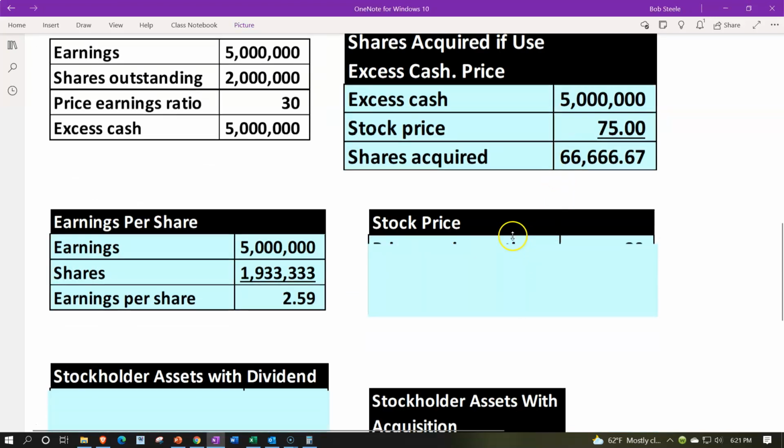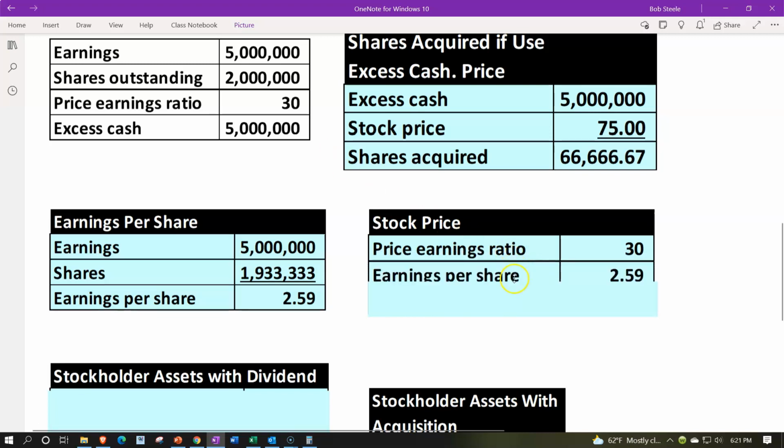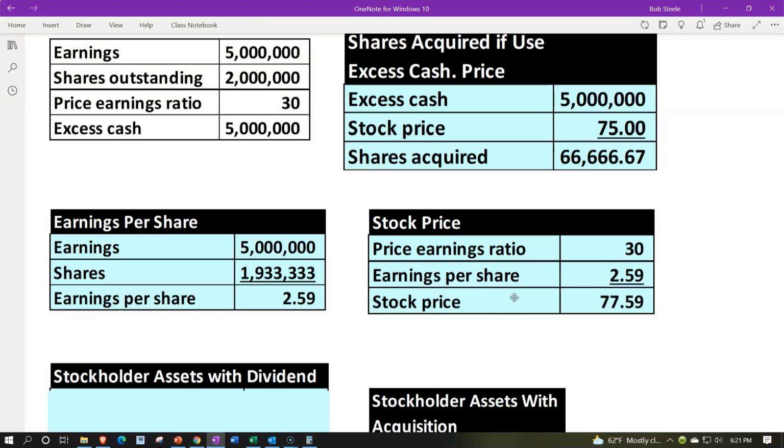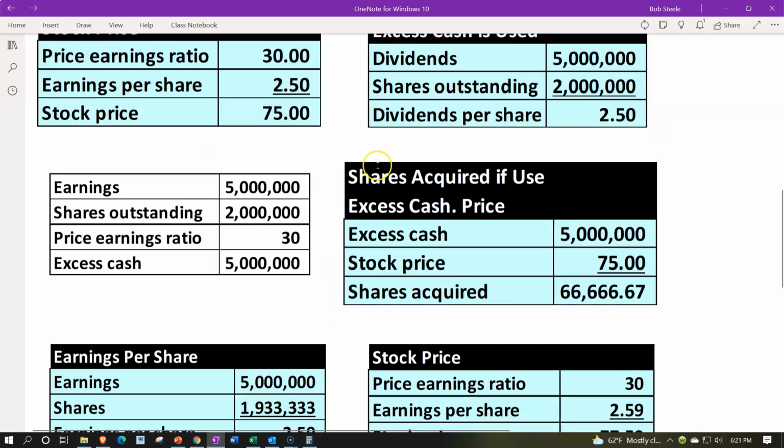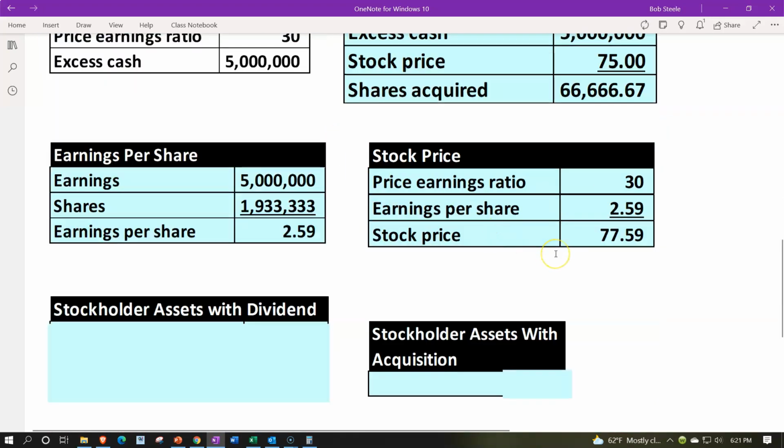What about the stock price then? We're going to assume that the repurchase didn't affect the price earnings ratio. Price earnings ratio then remaining at the $30. So we've got the PE ratio at the 30, the new earnings per share at the 2.59. So that's going to give us our 77.59. So the change to the stock price went from 75 to the 77.59. So that would be the increase due to us basically purchasing back the shares off the market.